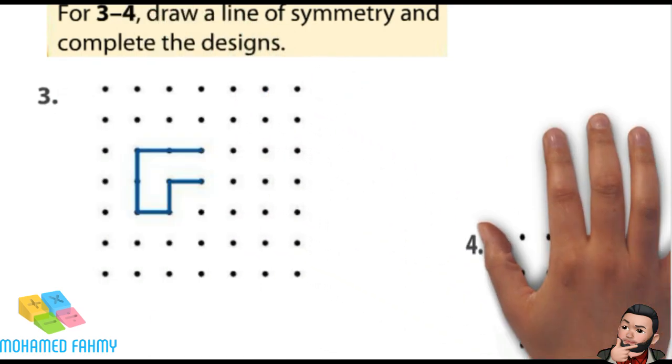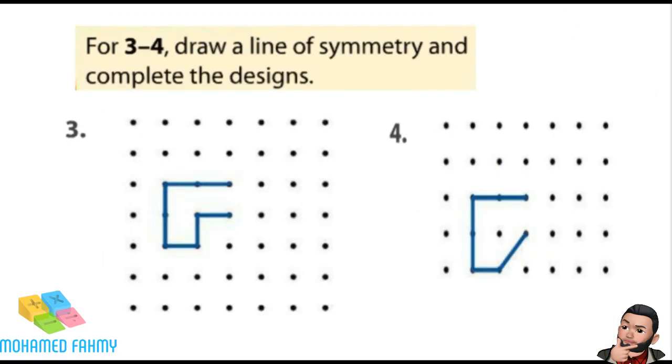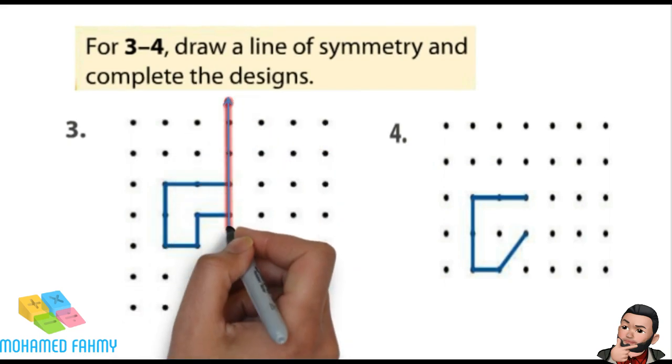For questions 3 and 4, draw a line of symmetry and complete the designs. As you see, guys, in question number 3, we have a figure and we need to draw a line of symmetry first, then we complete the reflective part of the figure. So we should find the place of the mirror line which reflects the other part of the figure. So it will be here.